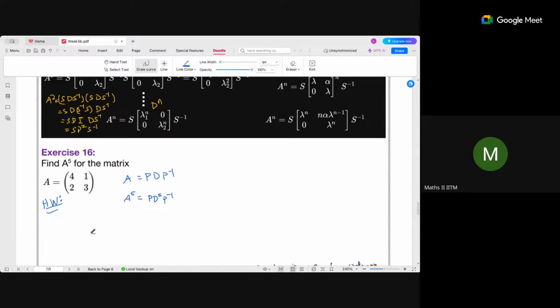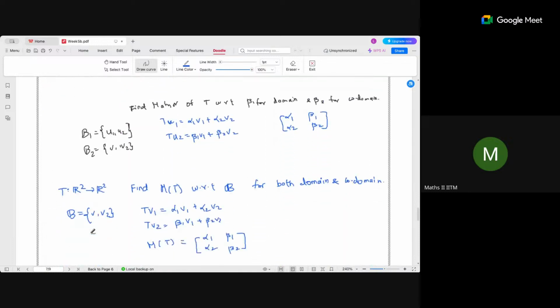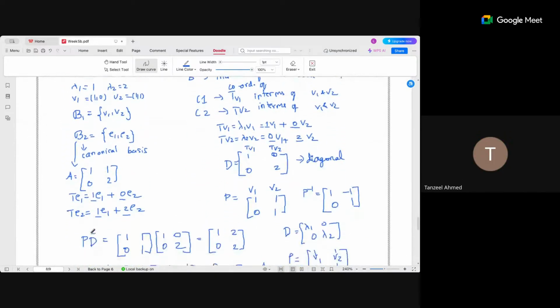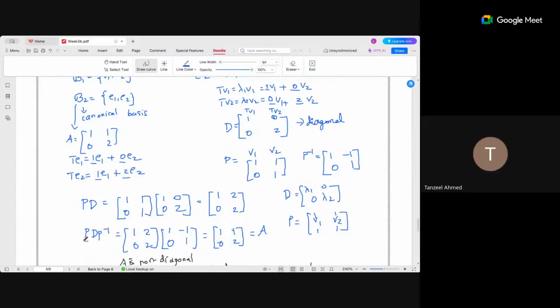Any other questions? Coming back to that PDP inverse formula, what we are really writing is that A multiplied by P will be equal to P multiplied by D. So if we think about it in terms of linear transformations, let us look at the right hand side, which says PD. Here we are saying that there is some transformation matrix D.